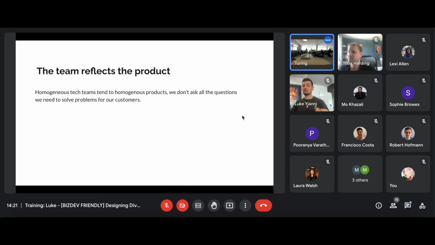Homogeneous tech teams tend to produce homogeneous products. We don't ask all the questions we need to solve problems for our customers. What we mean is, if we're all from the same background, say the vast majority of us here are from middle class backgrounds who went to university, studied a technology degree and came straight here from university, we all have a fairly similar background. We tend to have homogeneous thoughts and homogeneous products. That's what a lack of diversity leads to.